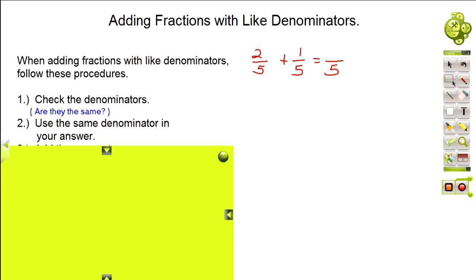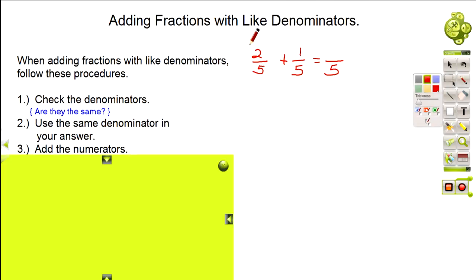The next step that we do is we add the numerators. In this case, the answer is fairly easy to come up with. 2 plus 1 is 3. That might not always be the case, though.